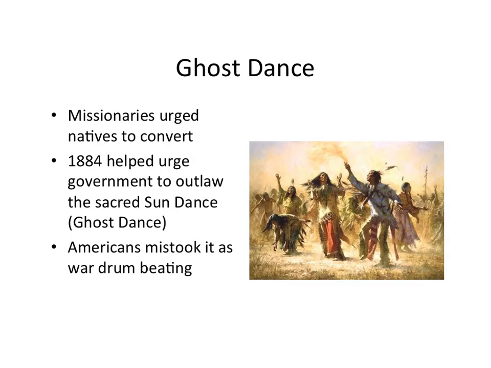One of the things that really disturbed a lot of the whites was some of the cultural things that the natives did. For example, one of the major things that freaked them out was the ghost dance. Many missionaries were urging the natives, and urging the United States government, to force the natives to convert to Christianity or to actually stop doing these dances. And so in 1884, the government actually outlawed the sun dance, otherwise known as the ghost dance, because Americans mistook it as a war drumming ritual, when in fact it was not.